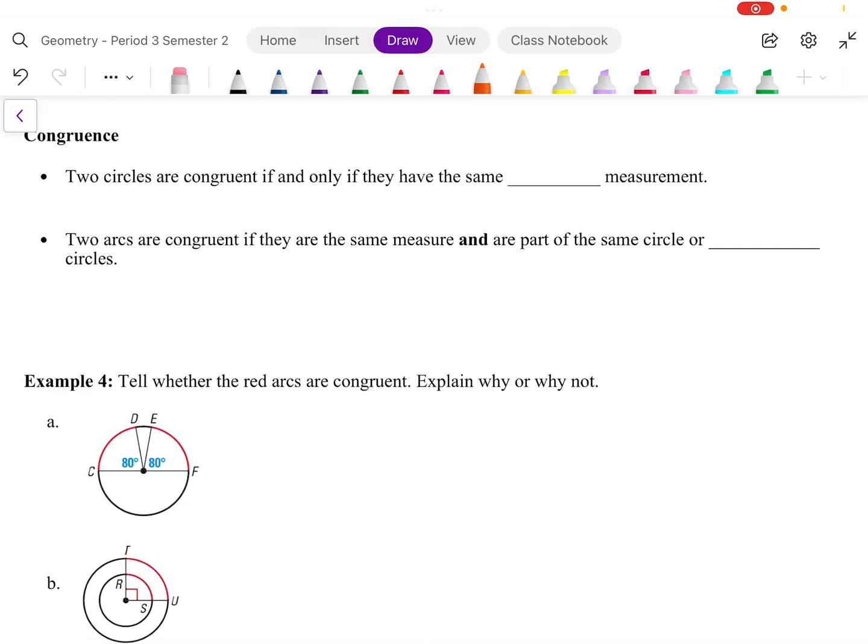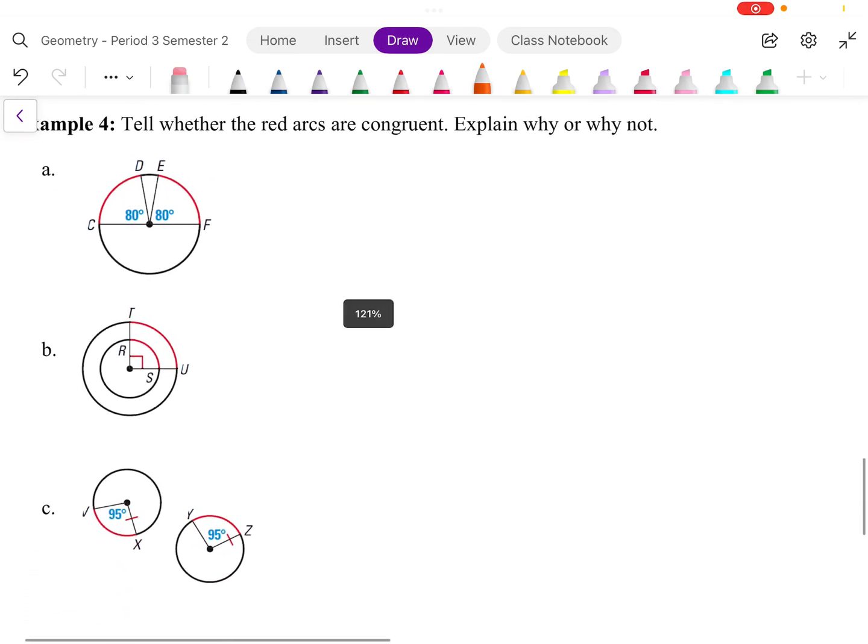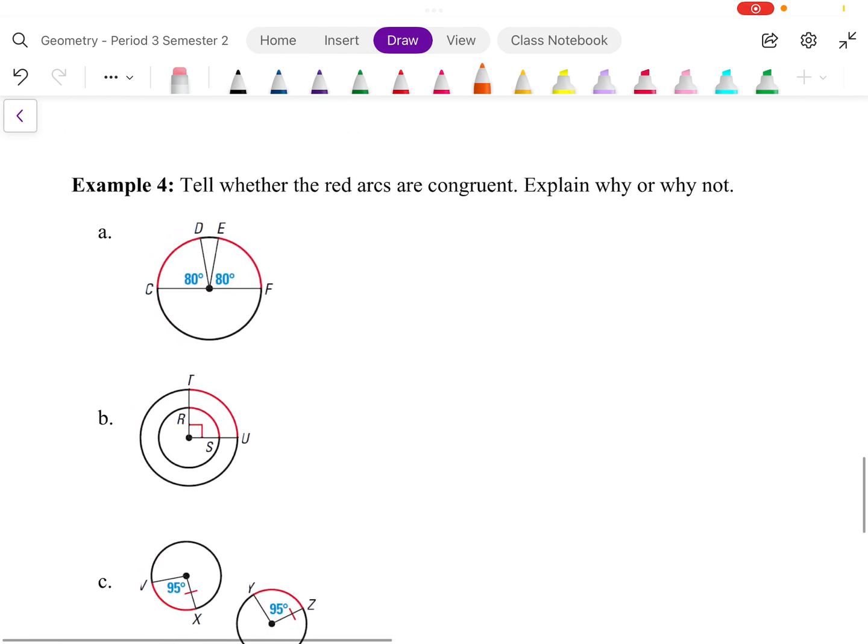Lastly, we are going to be talking about congruence. Two circles are congruent if and only if they have the same radius measure. Which makes sense. If they have the same radius, that means the circles are going to be the same size. Then two arcs are congruent only if they have the same measure and they are part of the same circle or part of congruent circles. So we're going to go through 3 examples telling whether or not the circle arcs are congruent or not.